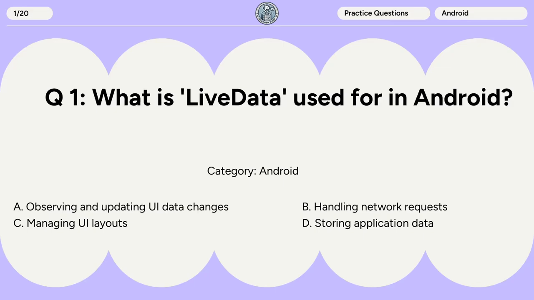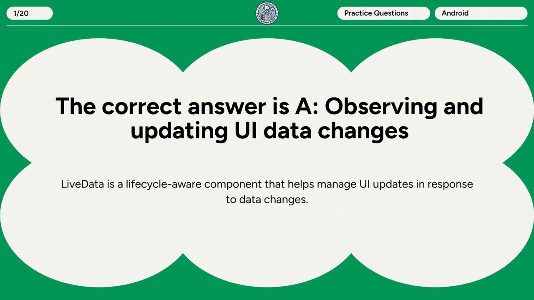Question 1. What is LiveData used for in Android? A. Observing and updating UI data changes. B. Handling network requests. C. Managing UI layouts. D. Storing application data. The correct answer is A. Observing and updating UI data changes. LiveData is a lifecycle-aware component that helps manage UI updates in response to data changes.